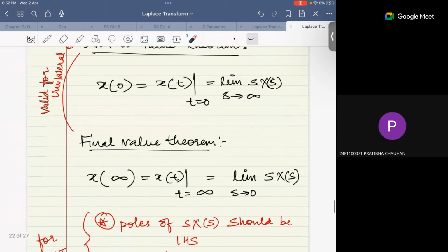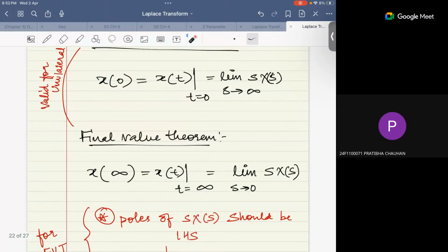Similarly, you have a final value theorem also, where you are asked to calculate the steady state value of anything, like the voltage or the current across an inductor, right? If you have the Laplace transform for those signals in the circuit, what can you do? You just put the value of s equal to 0. Okay, so this is what the initial value and final value theorems are.